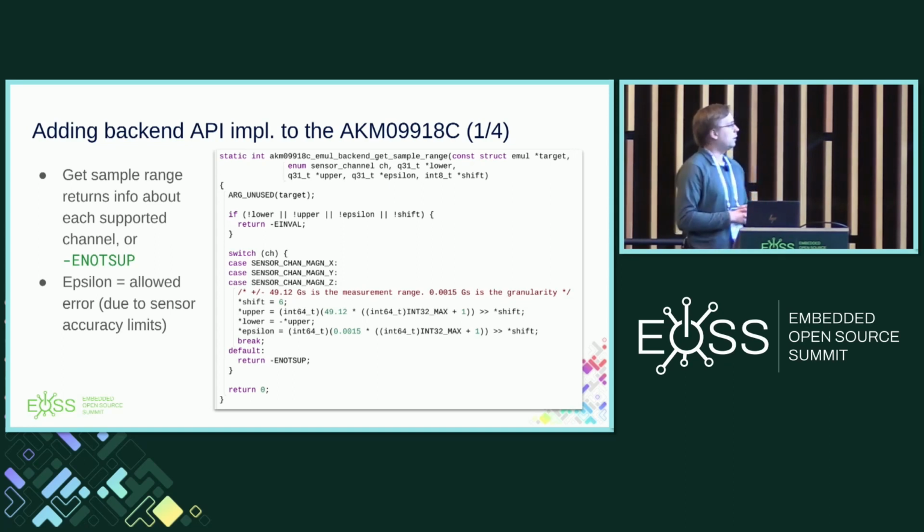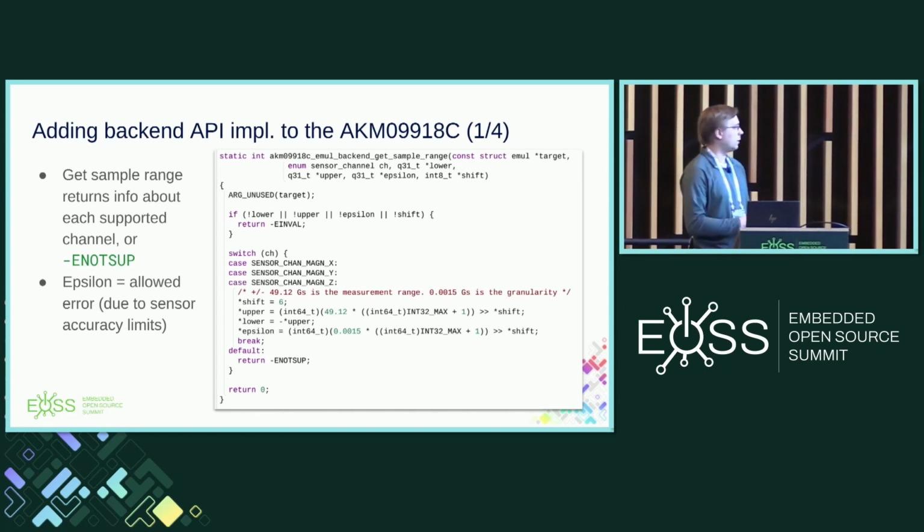But the first thing we're going to implement here is that getSampleRange function that we talked about earlier. This is a pretty simple sensor. It supports the channels that we have laid out right here. It's a magnetometer, so 3-axis. Each axis has the exact same range. It's plus minus 49.12 Gs. And so that number means that we want to use a shift of 6, plus minus 64. So we're basically going to return a shift of 6. We're going to compute the upper range based on that formula we looked at in the other slides.